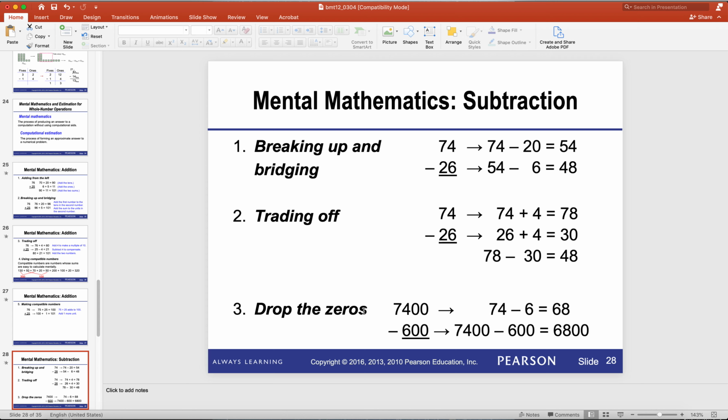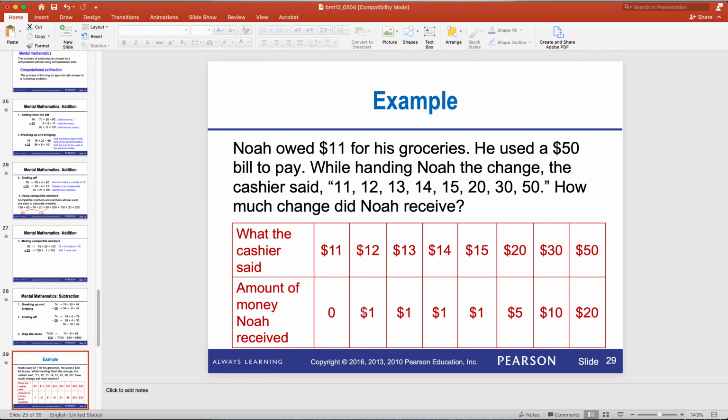Here's a couple of examples of how this is done. You can drop off the zeros and add them on at the end in 3, but there's additional examples of bridging and trading off in this slide. Here's an example of a word problem. If Noah owed $11 for his groceries and he used a $50 bill to pay, while handing Noah the change, the cashier said 11, 12, 13, 14, and 15, 20, 30, 50. How much change did he get?